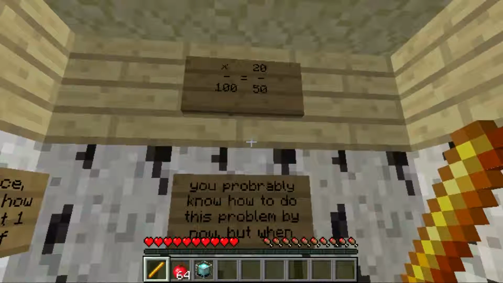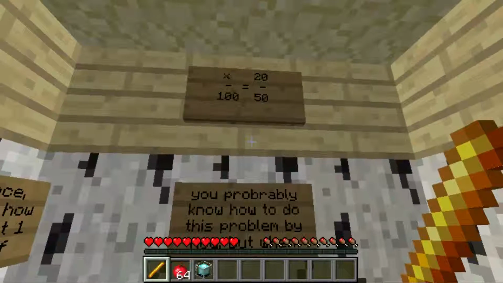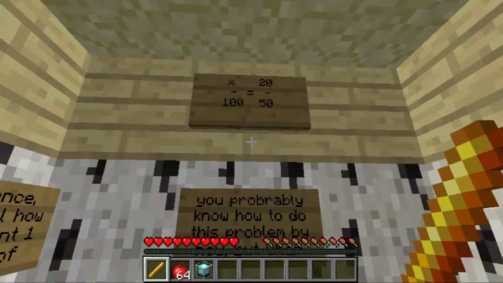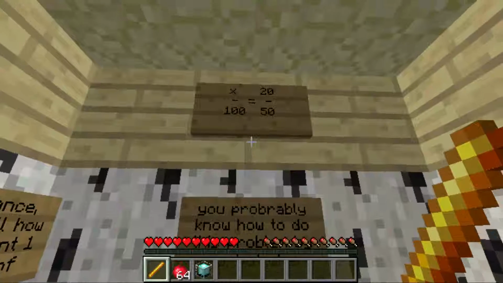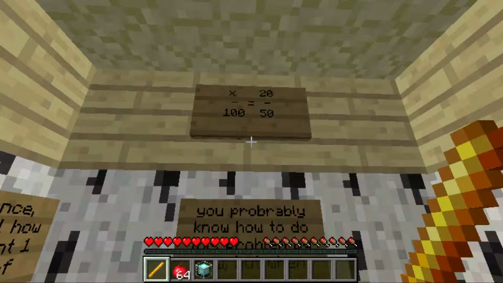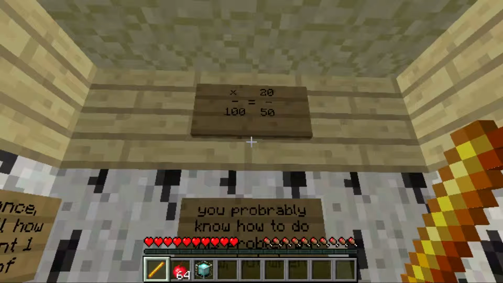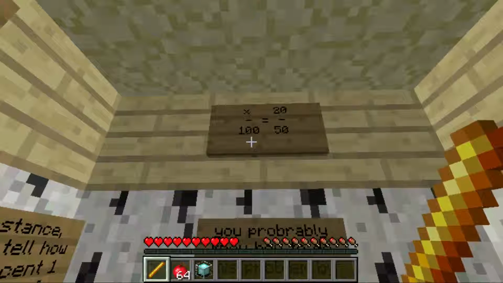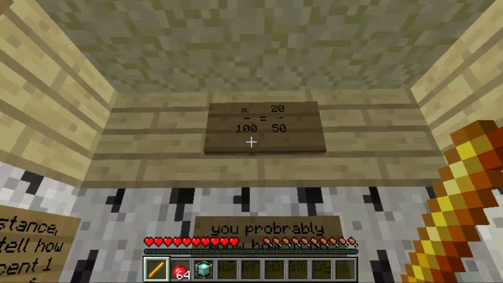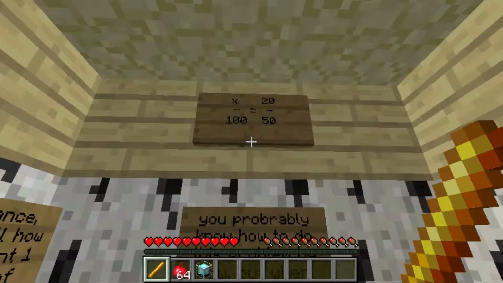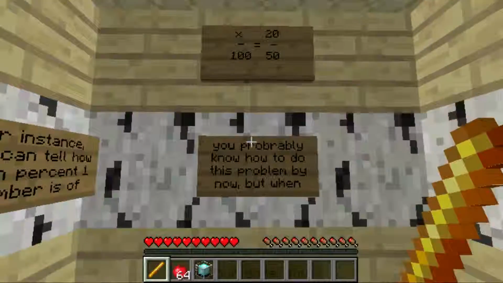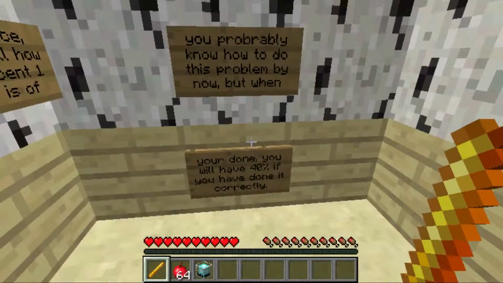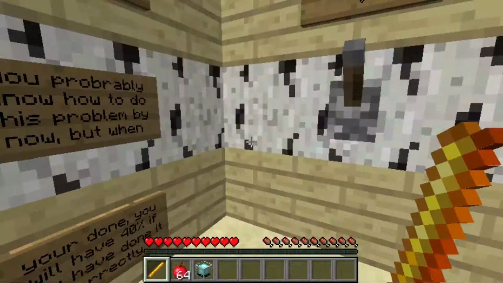fractions. Anyway, you probably know how to do this problem by now, so I suggest you pause the video, grab a piece of paper, and test out your knowledge by trying to work out this problem. Of course, you can go back in the video and try to remember how to do this problem. Okay, guys, done? Okay, so this problem, once figured out, will equal 40% if you have done it correctly.